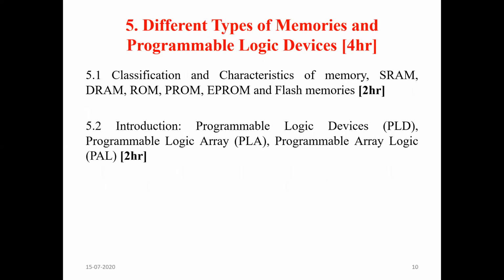Then the second last one is different types of memories and programmable logic devices. You can see four R's are there. So it's all theory; different types of memories are there. You have SRAM, DRAM, all of which are present in your computers. You need to understand what those various memories are: SRAM, DRAM, ROM, PROM (programmable ROM), EPROM. Then we have flash memories.